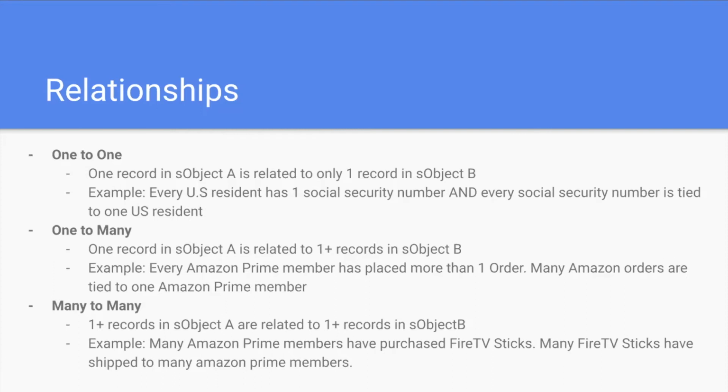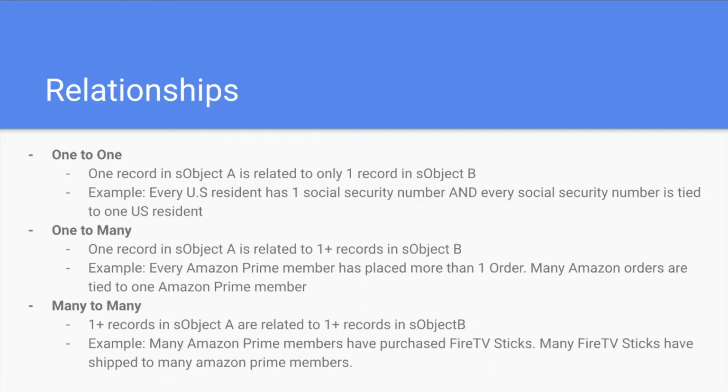We also have a one-to-many relationship. One-to-many is whenever you have one record in sObject A being related to one or more records in sObject B. An example of this could be Amazon Prime, or Amazon. Think about how every Amazon Prime member has probably placed more than just one order on Amazon.